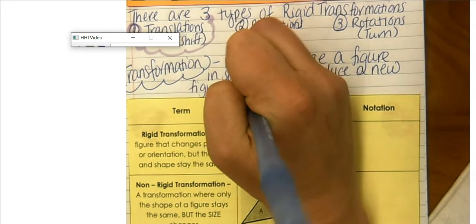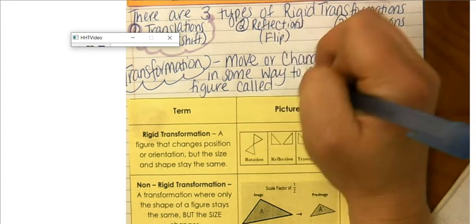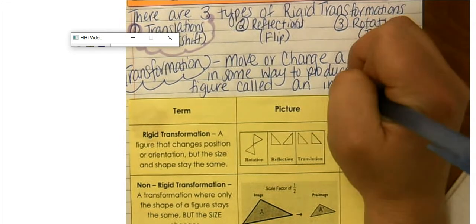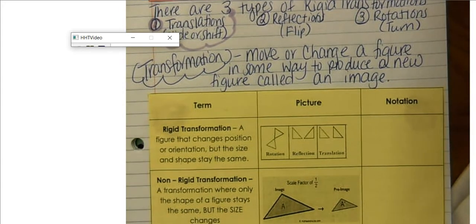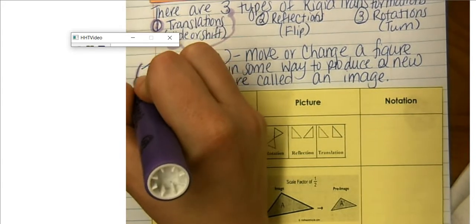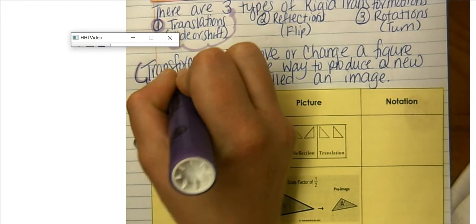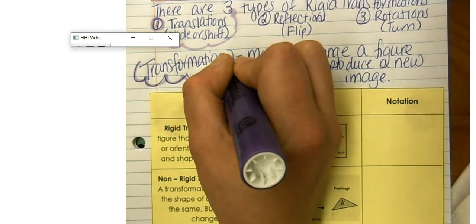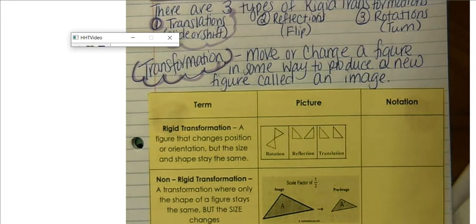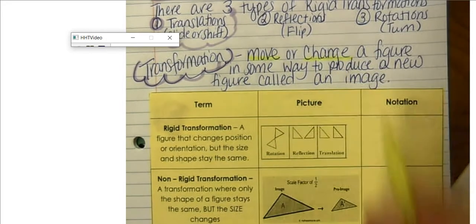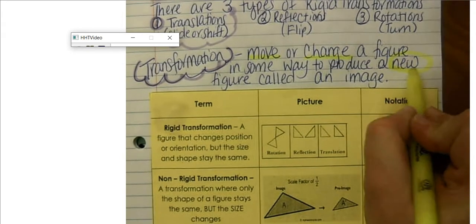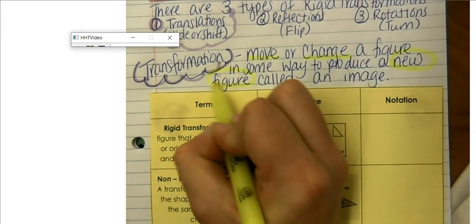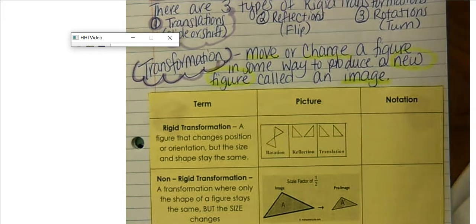Called an image. So a transformation means that you are going to move or change a figure in some way to produce a new figure. And the new figure is called an image. So your new figure will be called an image.